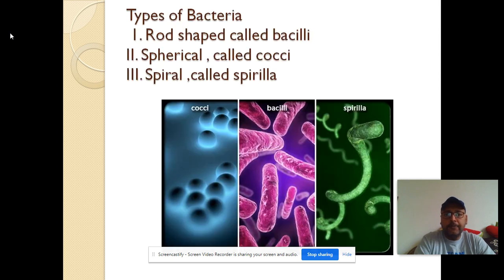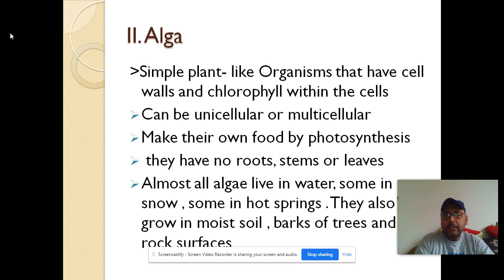These are the different types of bacteria. Rod-shaped bacteria are called bacilli, spherical ones are called cocci, and spiral ones are called spirilla. These are the three different structures I have shown you on the screen, the three different types of bacteria. Next is algae.